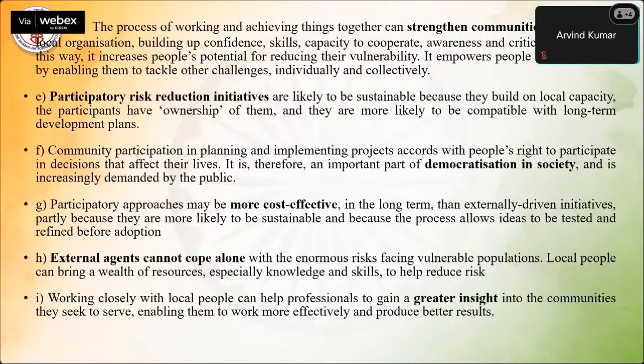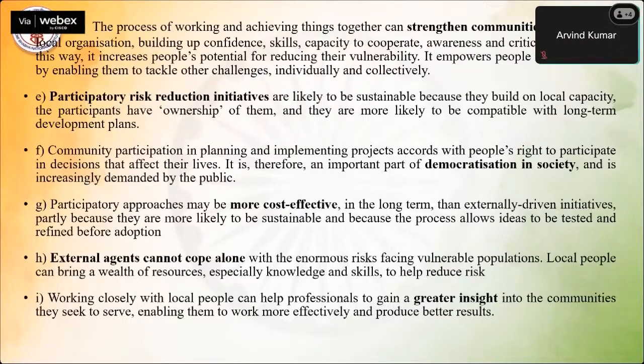Participatory risk reduction initiatives are likely to be sustainable because they build on local. See, it is like you say, for a good house to be built, the foundation has to be strong. So just an analogy I'm giving. If the community is prepared, if the community participates at every stage of disaster management planning, naturally the management portion is very well taken care. Community participation in planning and implementation projects accords with people's right to participate in decisions that affect their lives. See, if they are also part of the planning, if they are also part of the decision making, they can better understand and they are responsible for whatever is the effect, how much successful is the disaster management.